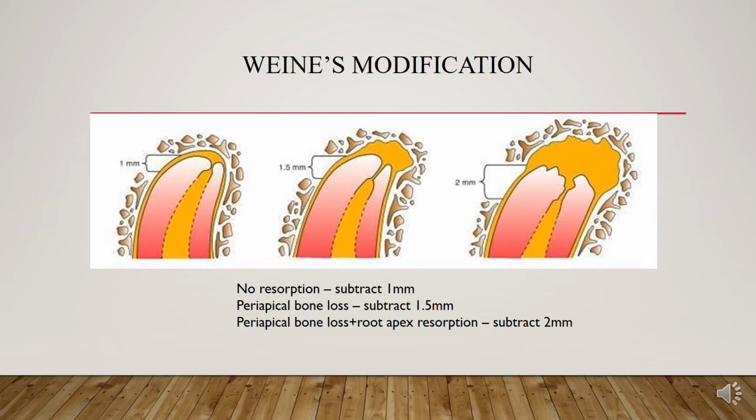But if you notice there is a bone resorption, then you need to restrict your file 1.5 millimeter short of the radiographic apex. But if there is both periapical bone destruction and root resorption, your file tip should be restricted 2 millimeters short of the radiographic apex. So this modification to Engels method is called Wien's modification of working length determination by radiographic method.